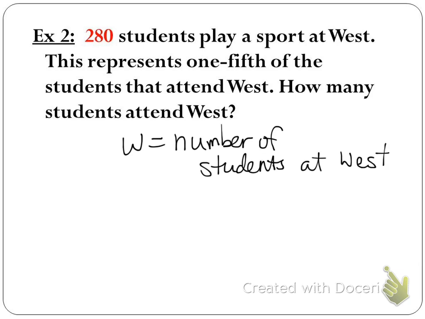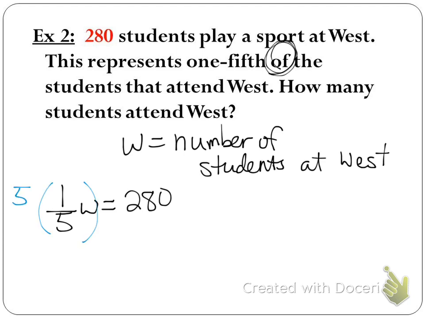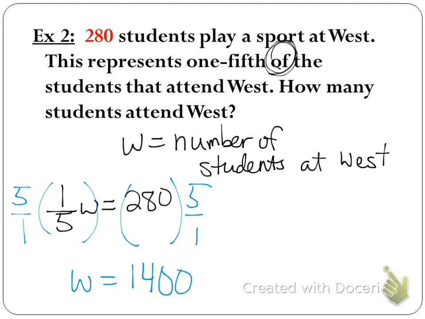So the number of students at West is our W. Anytime you see "of," it's a good indicator that you're multiplying, okay? So 1/5 of W equals 280. Plays a sport, right? You want to multiply it by the reciprocal here, which is 5/1. What is it? 1,400.